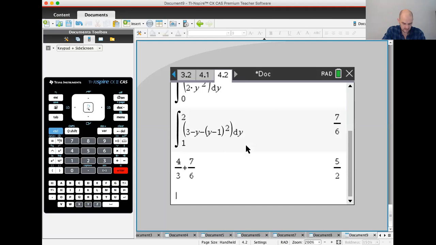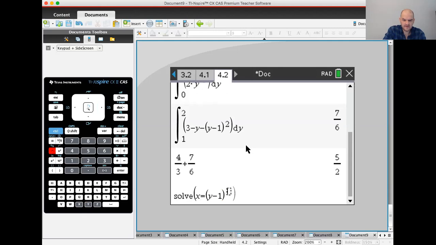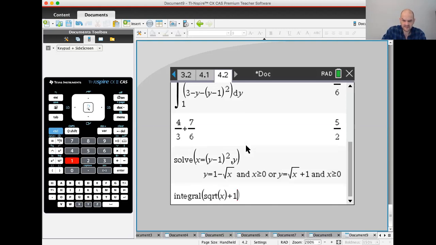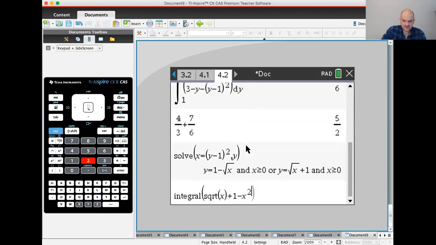Woo! All right, what if we tried to do it the other way, without really explaining anything? I don't want to do this. All right, hold on. Solve x equals y minus 1 squared for y. I know that I want the positive one. So I'm going to do the integral of square root of x plus 1, the top curve, minus the bottom curve, x squared over 4, I think. I'm trying to rewrite everything in terms of x, and x goes from 0 to 1.